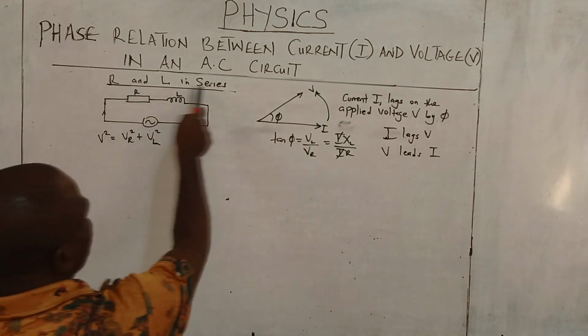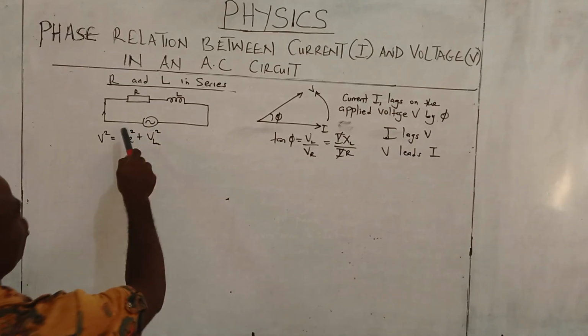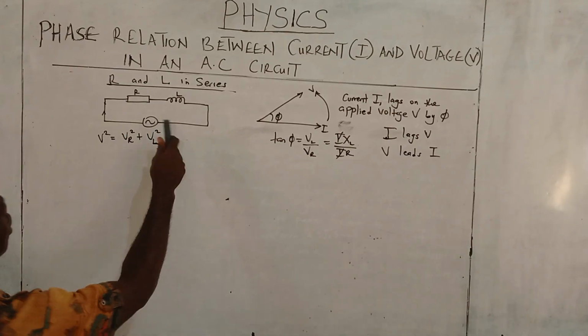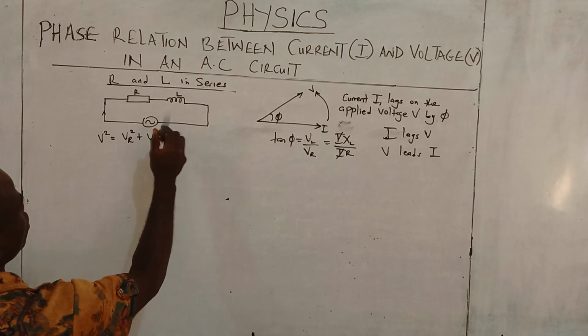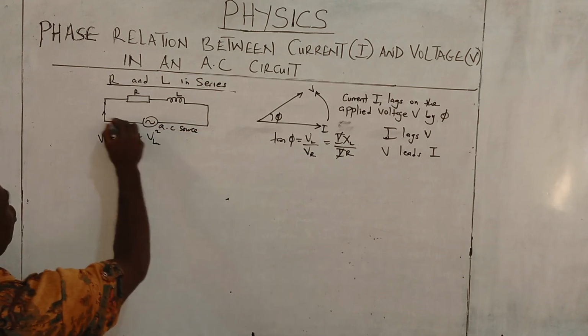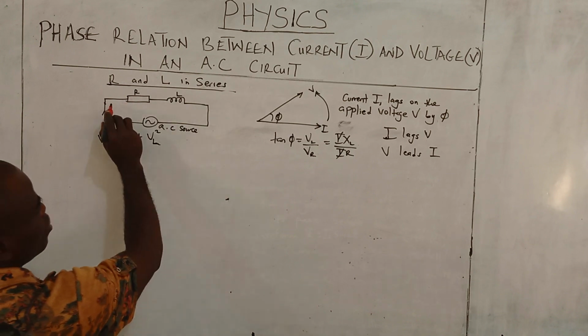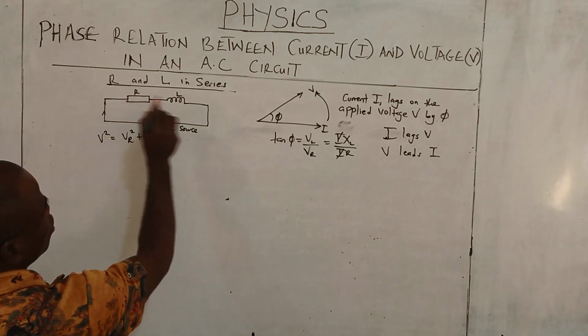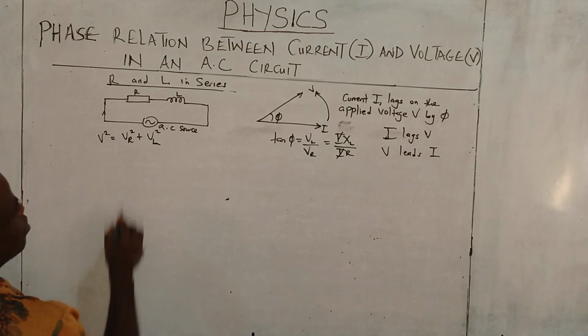For a resistor and inductor in series, what makes it series? The current is coming from the AC source. Current moves and there is no division. As current enters the resistor, it comes to the inductor. That means that there is a series.